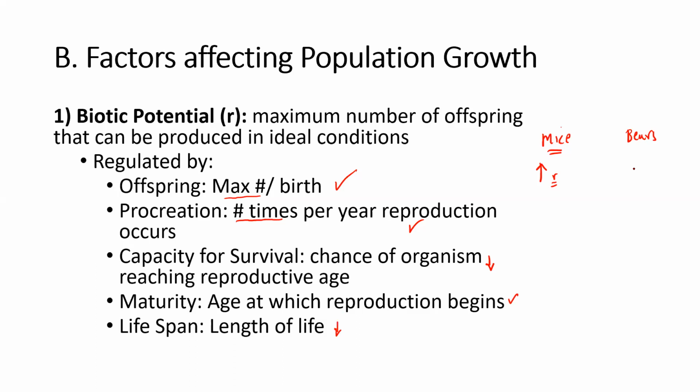Okay, but compared to a bear, the biotic potential is very low. Bears only begin to reproduce at about 3 to 4 years old. And then the mother bear will only reproduce every 3 years or so because she looks after her bear cubs for a long period of time. So the biotic potential for bears would be very low compared to mice. So we say this is r. And we're going to get to this concept of r-selected a bit later on.